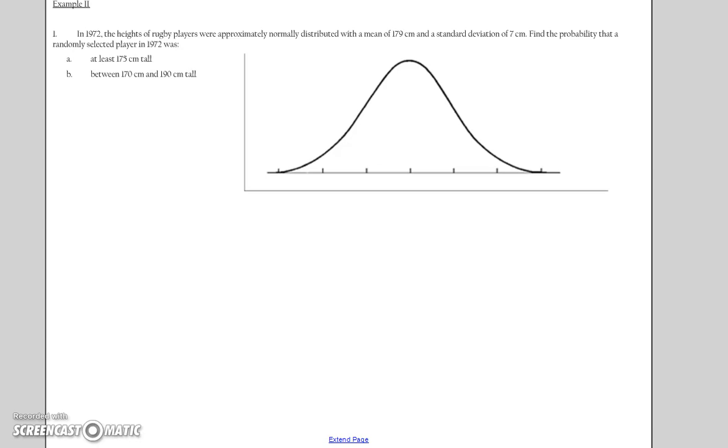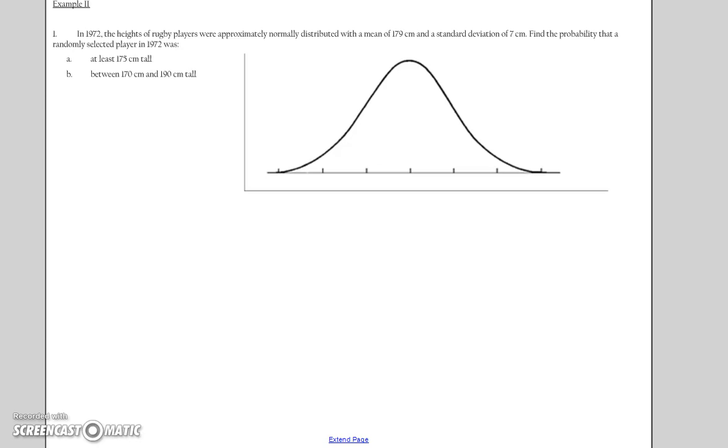So in number 2, in 1972, the heights of rugby players were approximately normally distributed, with a mean of 179 and a standard deviation of 7 centimeters. Find the probability that a randomly selected player in 1972 was, regardless of this question, I'm just getting us exposure to all the ways that we can try to be successful with a normal curve question. So take a moment and pause.